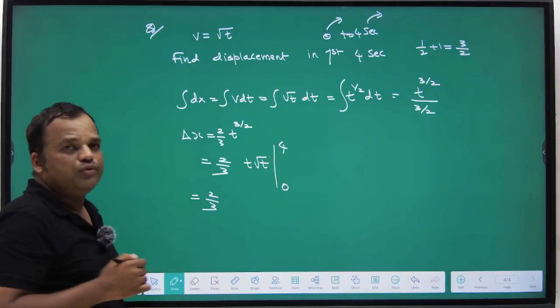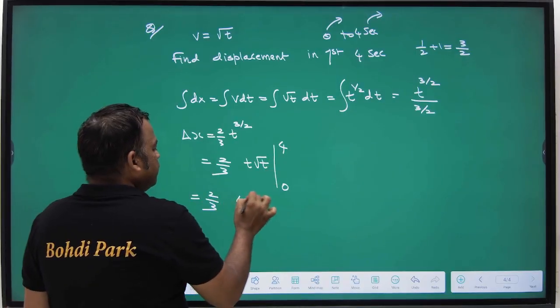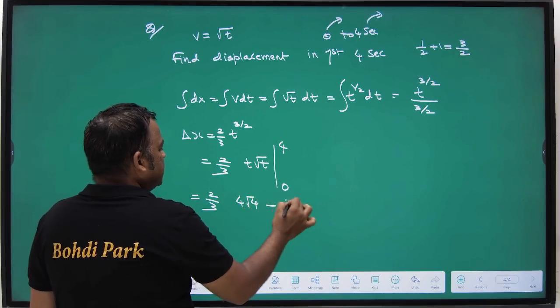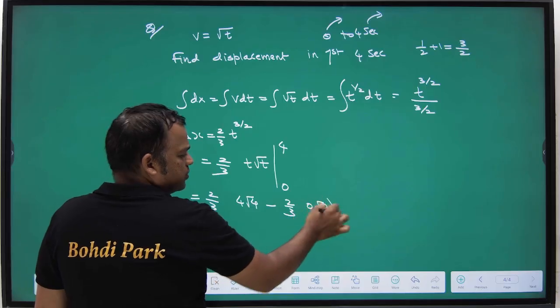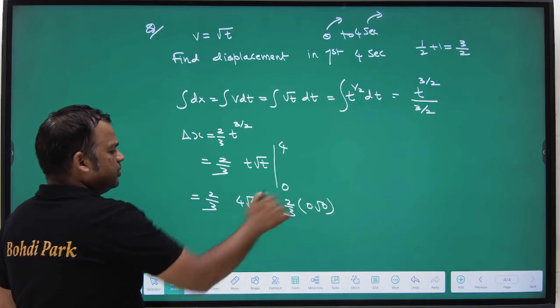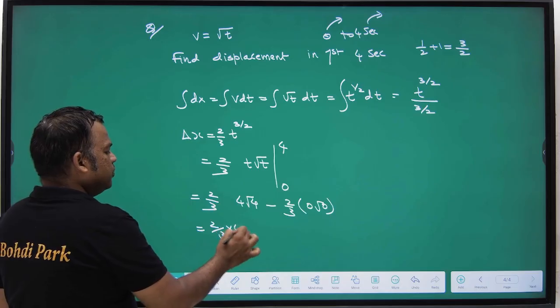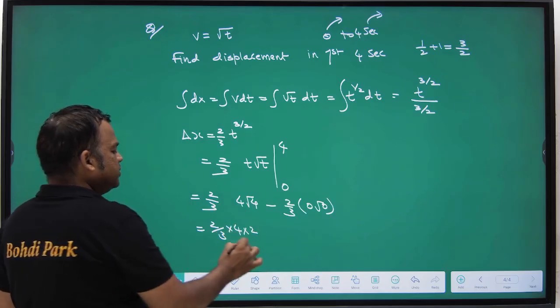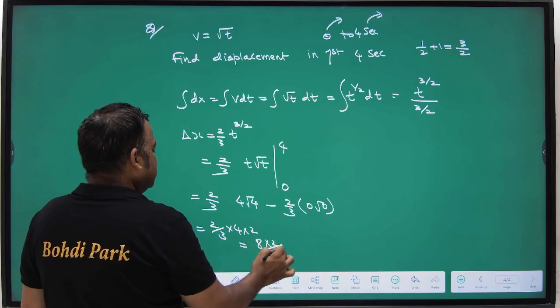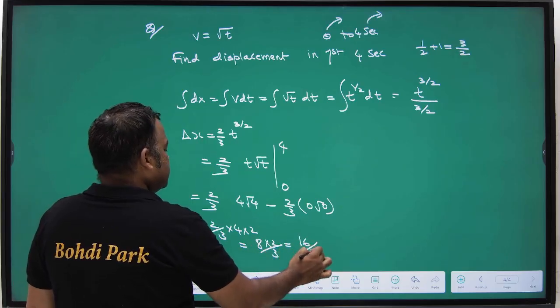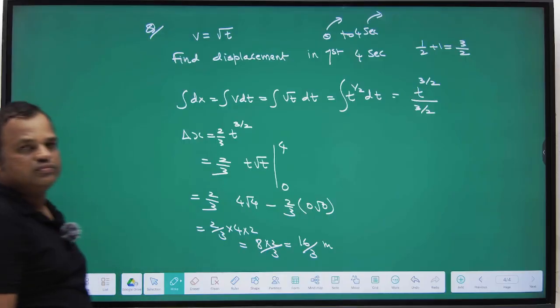It will become 2 by 3 into 4 root 4 minus 2 by 3 into 0 root 0. So basically this whole term will be 0. So 2 by 3 into 4 root 4, which is 4 into 2. So 8 into 2 by 3. So 16 by 3 meter.